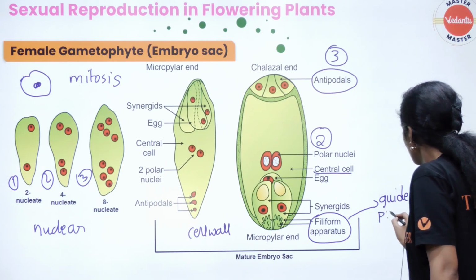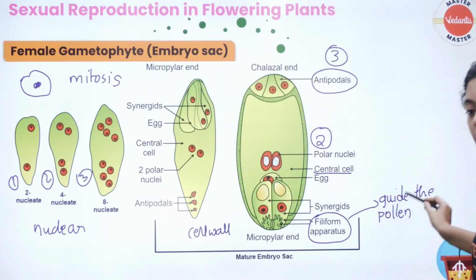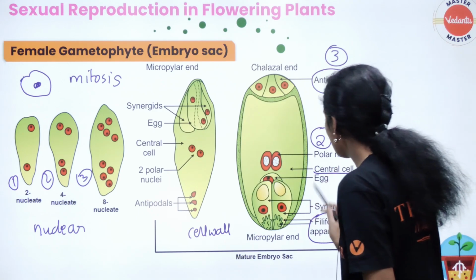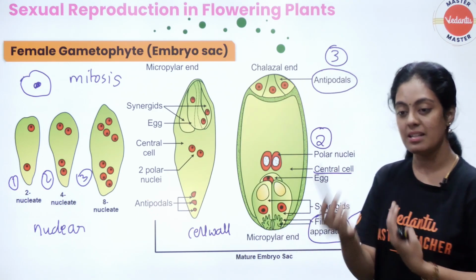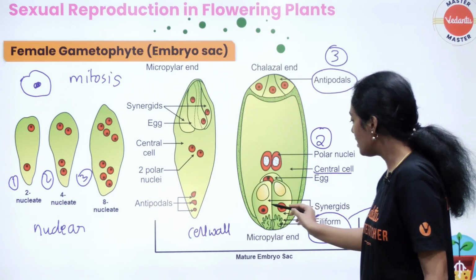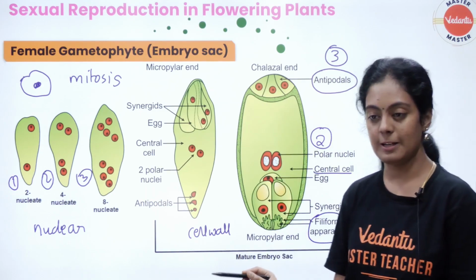Okay, my pollen tube has to come inside, correct? So this filiform apparatus is going to guide the pollen, and then I have two cells called synergids. Some people call them synergids, both are absolutely correct. So you have your synergids, and then I have the most important thing, that is my egg cell.